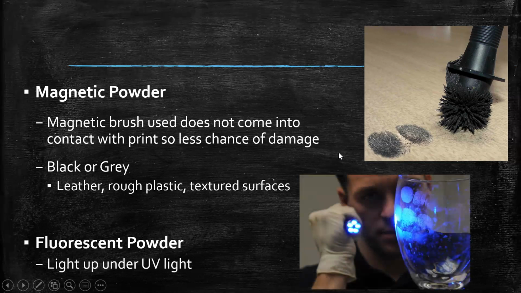Fluorescent powder is also nice if you're having problems finding fingerprints or they're very smudged. Fluorescent powder is usually blue or orange or green, very bright color, and you dust with it so you can see it, but then you put a UV light on it and it becomes very bright. It depends on the situation and the type of object being dusted.